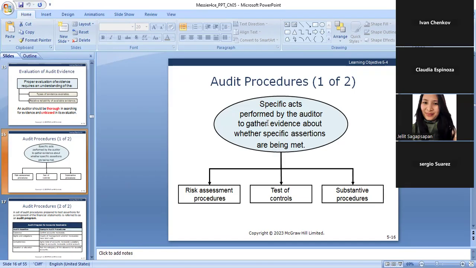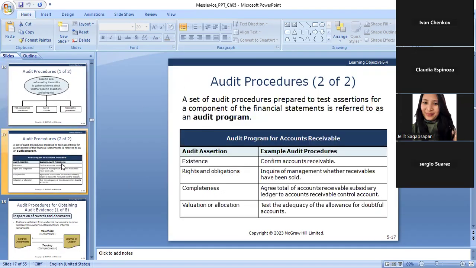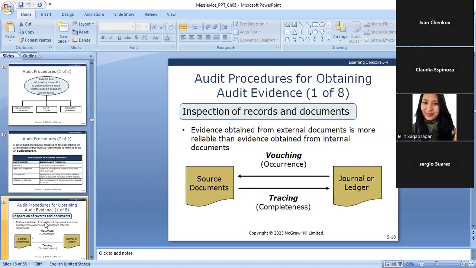That will be the key here. The audit procedures. Once we get the audit procedures, then the audit procedures is part of the audit process. So we have to understand this. And then we're going to start going with this terminology.